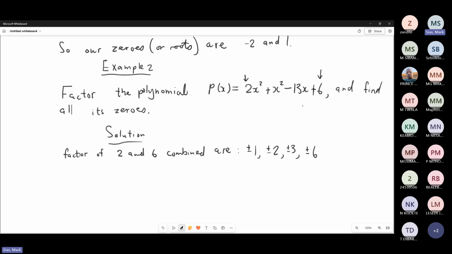So these factors will give us the p-value from here, right? And you can see all those that appear there, plus or minus 1, plus or minus 2, plus or minus 3, plus or minus 6, they are all the factors of 6. And the factors of 2 are plus or minus 1, plus or minus 2. But I just include the combined factors, okay? That's all of them together. There's no need to repeat it, right? Then I just have to say one more thing.